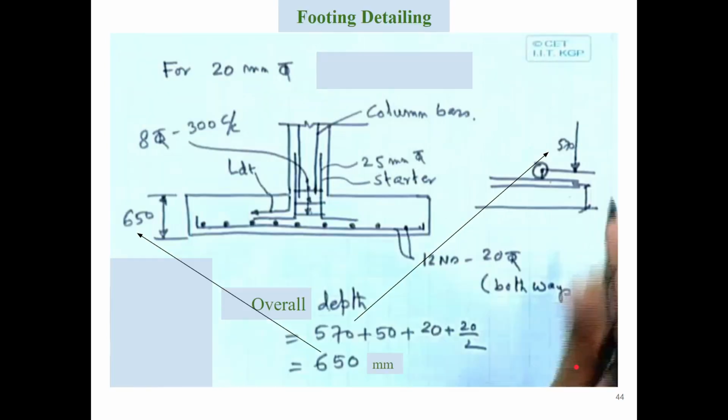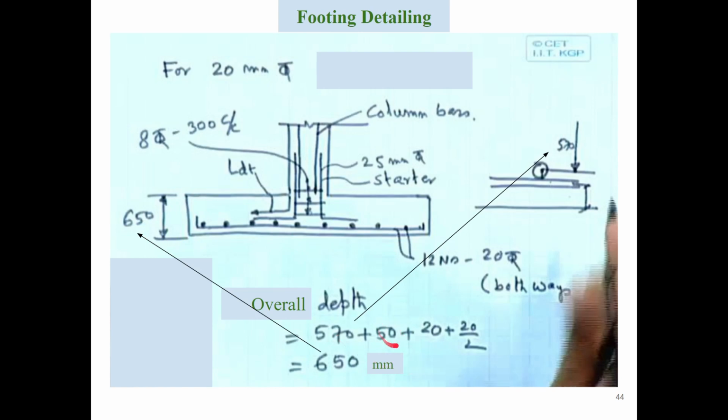So based on the calculations, we can give the following design. This is the section which we have to design. This is the column, and this is the footing. This footing has a dimension of 3 meters, and the effective depth is 570.